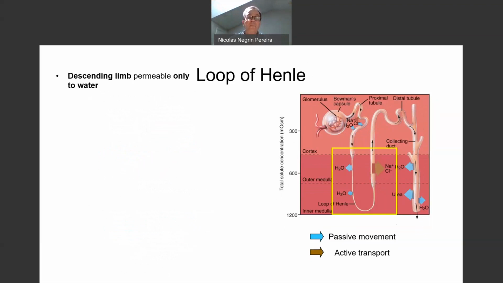The descending limb is permeable only to water. That's a very efficient and very smart mechanism to start concentrating the fluid. So the fluid increases its solute as we move downstream. But although the solute concentration in the fluid is becoming higher and higher, how is it that water is still passively drawn out from the tubule? Well, again, this is caused by the presence of these osmotic gradients.